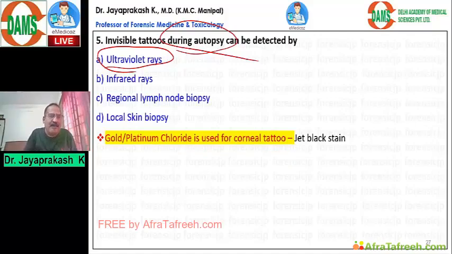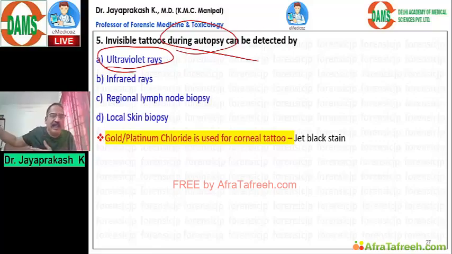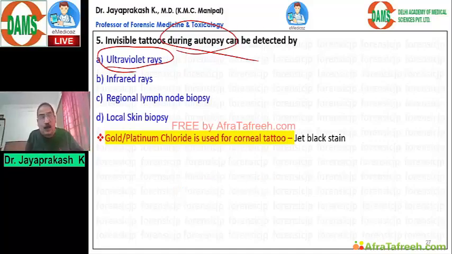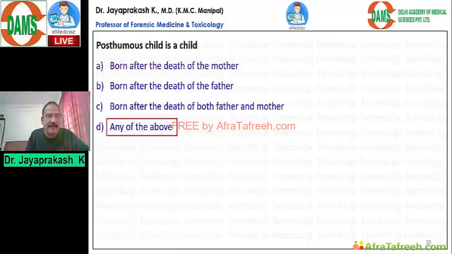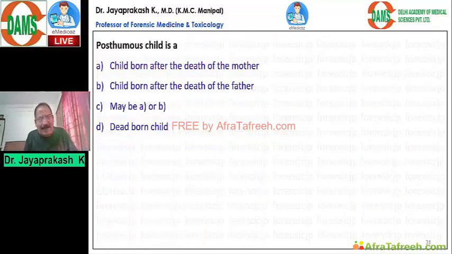But if you compare both, if ultraviolet rays are not available, then you can go for regional lymph node biopsy. Otherwise, ultraviolet rays can identify immediately. So out of these two, the best is ultraviolet. Maybe the mistake is in the question also. I'm sorry. But out of these two, the best easy method is ultraviolet.